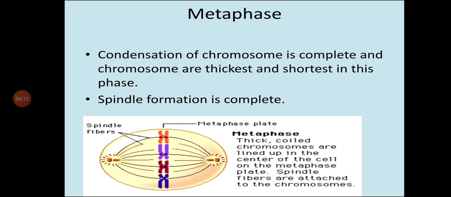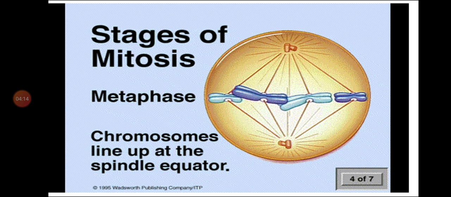Next, you can see here in the diagram also, chromosomes line up at the spindle equator. This is known as the metaphase stage.